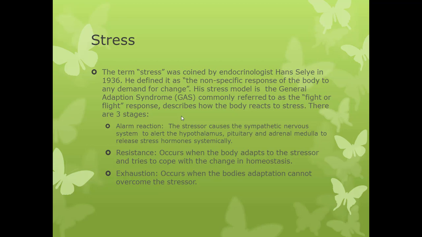So what does the body do? There's three stages. The alarm stage, where the sympathetic nervous system jumps into alert. It wakes up the hypothalamus, the pituitary, and the adrenal medulla, and then they release stress hormones. The next stage is resistance. When the body adapts to a stressor, so maybe, like an example of this one is when you guys first started nursing school, you were probably in the alarm reaction part. Now that you guys are in second semester, your body has really kind of adapted to nursing school and the stressors, and you've really learned how to cope with the craziness of nursing school.